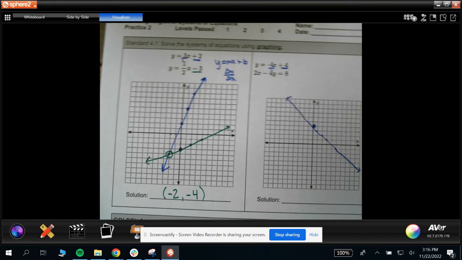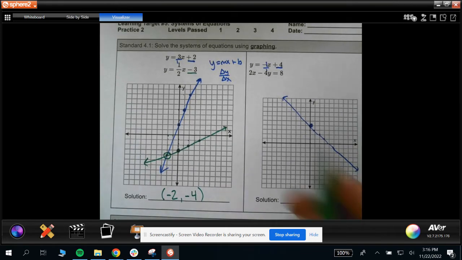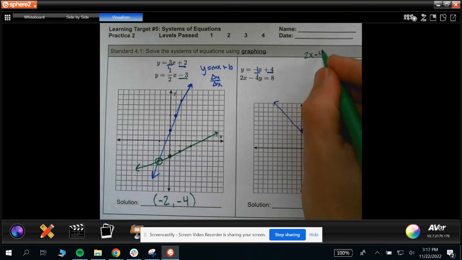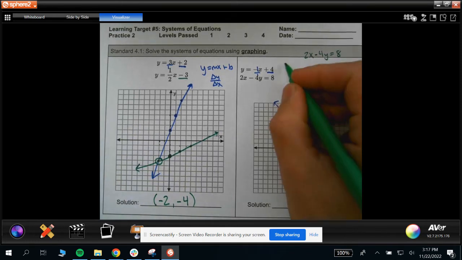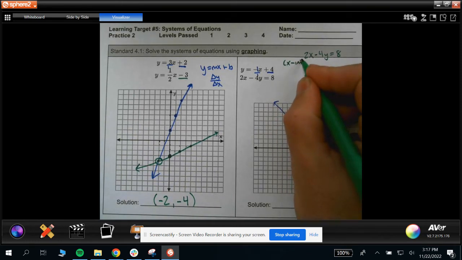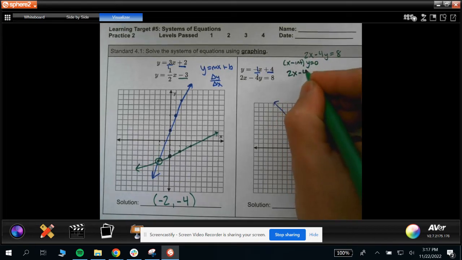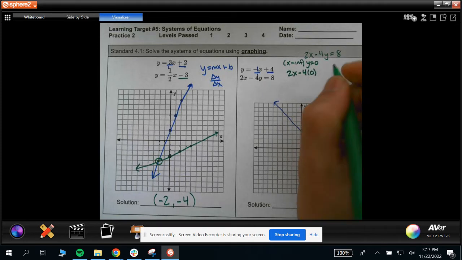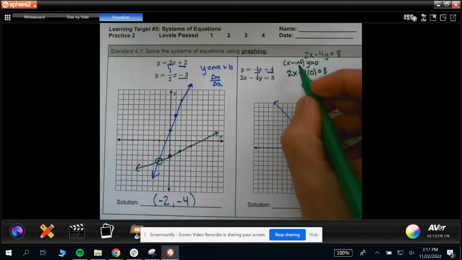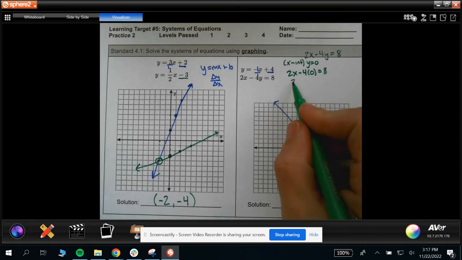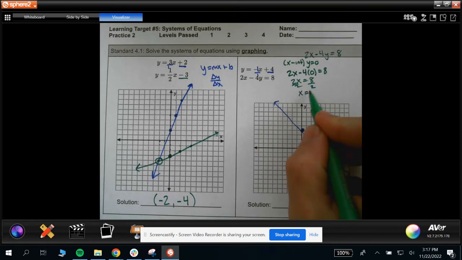All right. So my second one, though, looks a little different. This is in standard form. For standard form, remember, one way we can graph these is to find the intercepts. So at the x-intercept, that's where y equals 0, I'm going to rewrite my equation, but I'm going to substitute a 0 for y. Because at the x-intercept, y is 0. So 4 times 0 is 0, so 2x equals 8. Divide by 2, that means x equals 4.